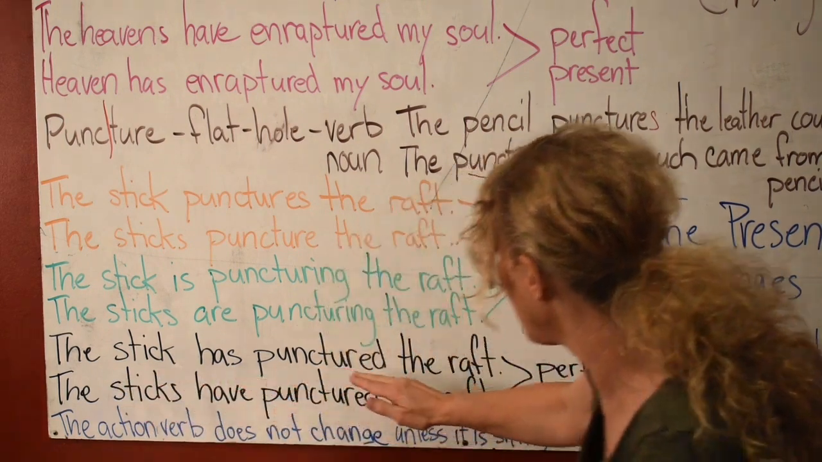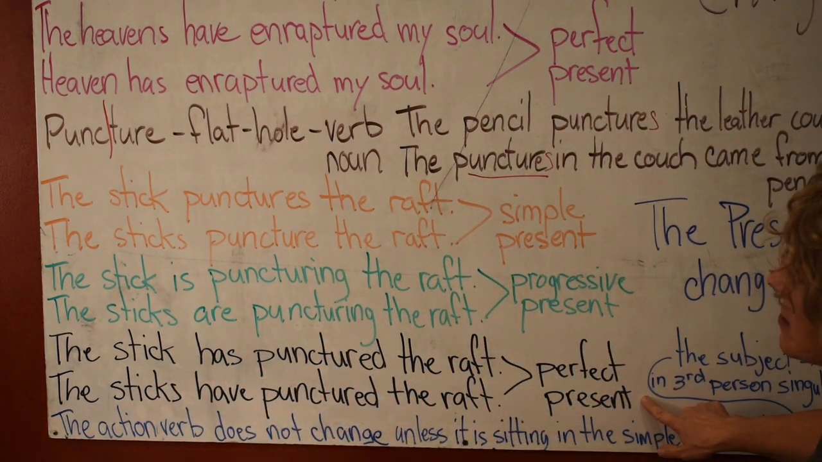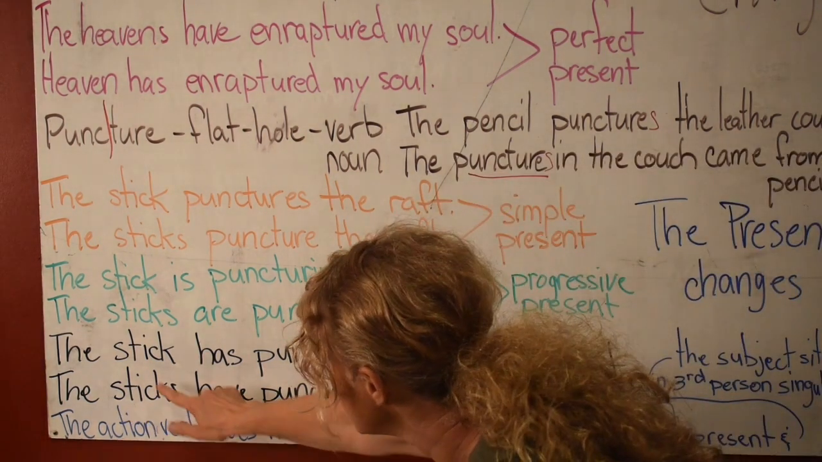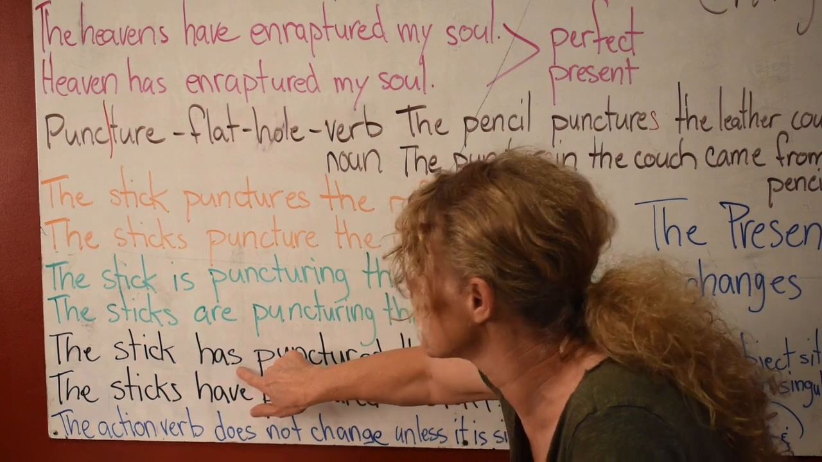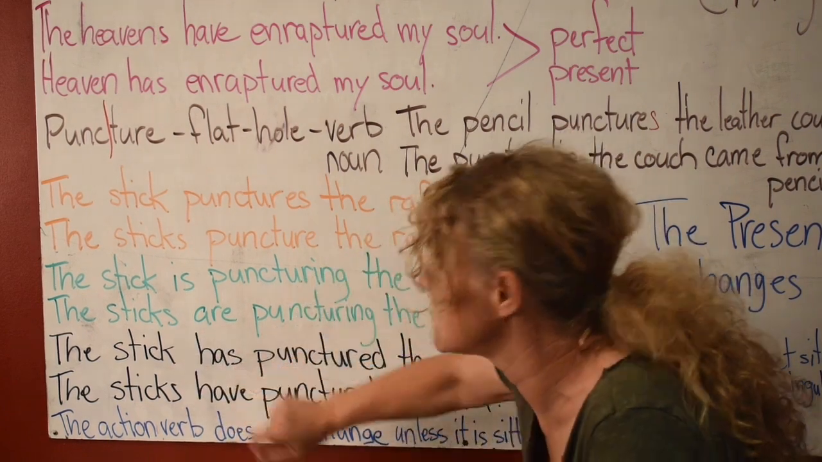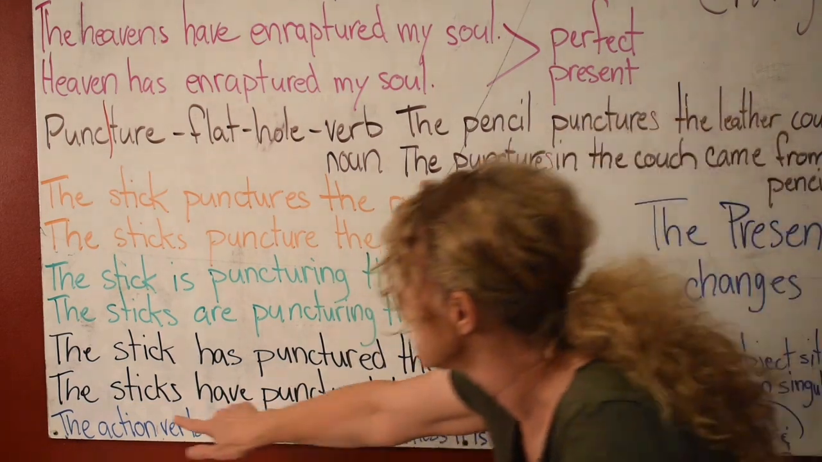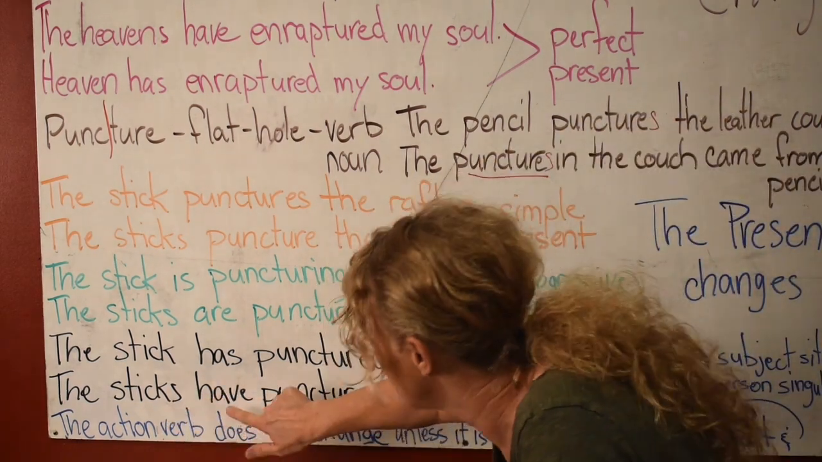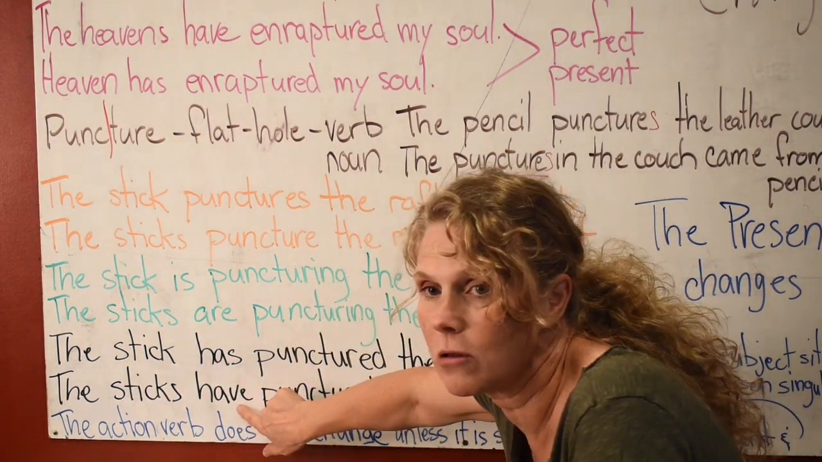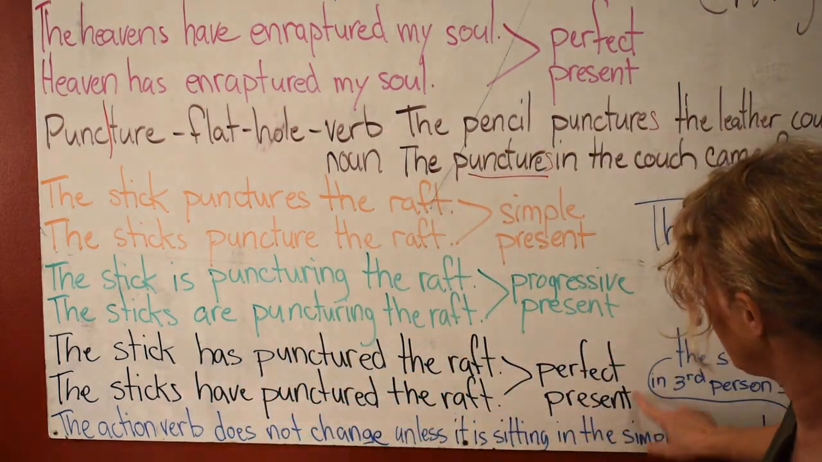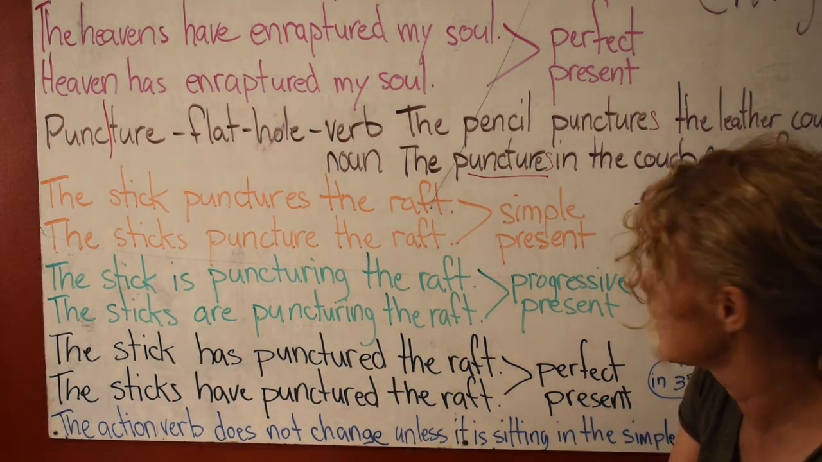Okay, so now let's look at this. The stick has punctured the raft. See, this is going to sit in the perfect present. And see how right here, stick is singular, so you're going to take the singular verb. Has is the singular verb. The sticks have punctured the raft. So if this is plural, this is plural. Have is the plural when it sits in the perfect tense. Okay? You guys understanding that?